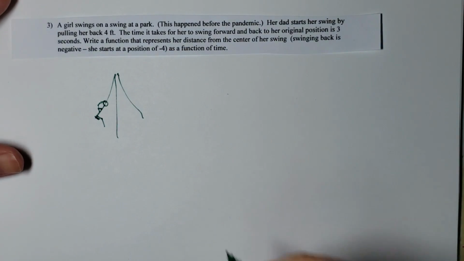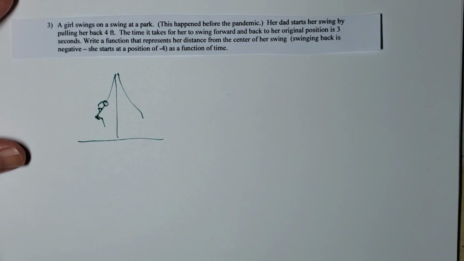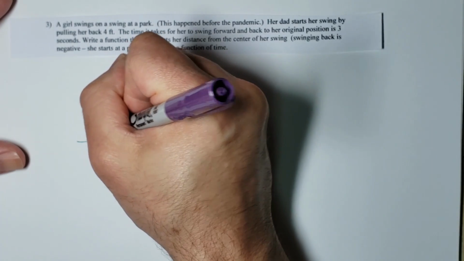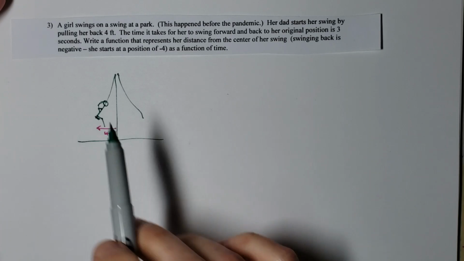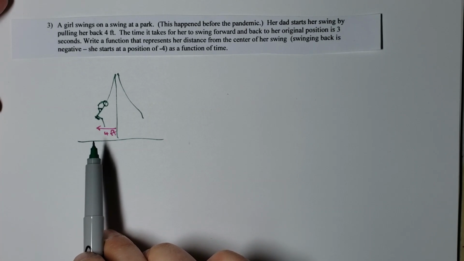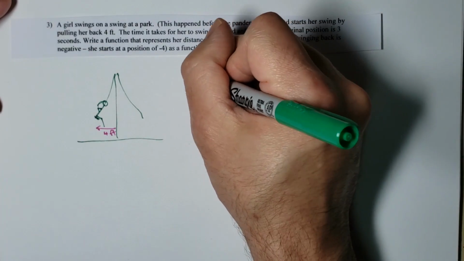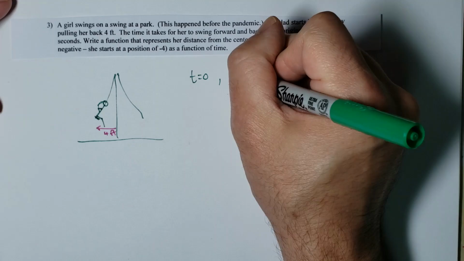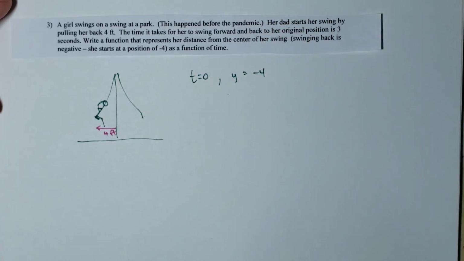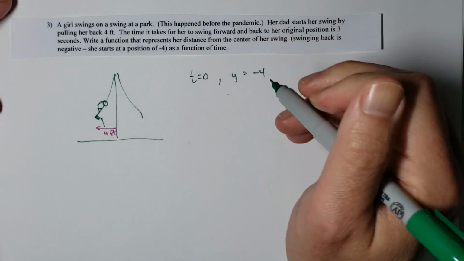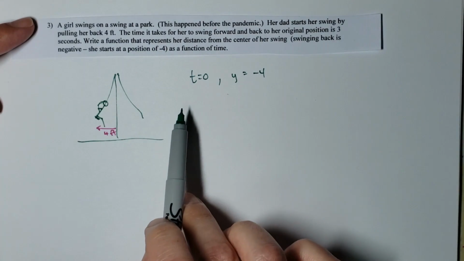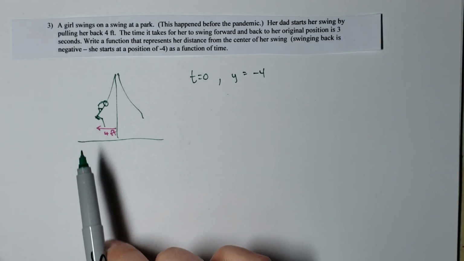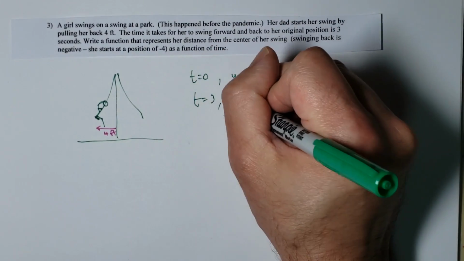Okay. And we have that, pulls her back 4 feet. So, what do we know here? We know that at time 0, her position, we'll call it y, is -4. And the time it takes to swing forward and back to her original position is 3 seconds. So at time 3, she is back to her start.